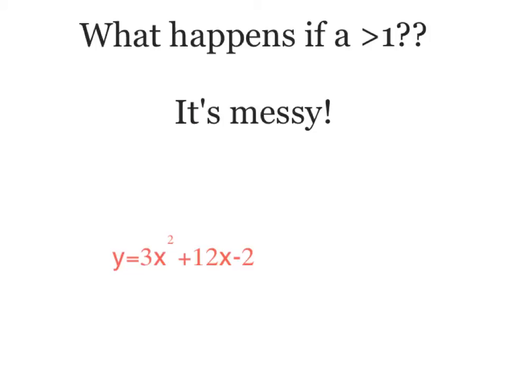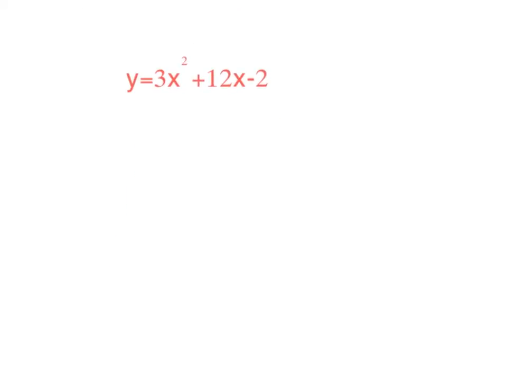All right, so what happens if a is greater than 1? It's messy. So this is the part some of our algebra teachers chose not to do because it gets so messy. But we do need to tackle it in Algebra 2. So let's start with this equation. Y equals 3x squared plus 12x minus 2.